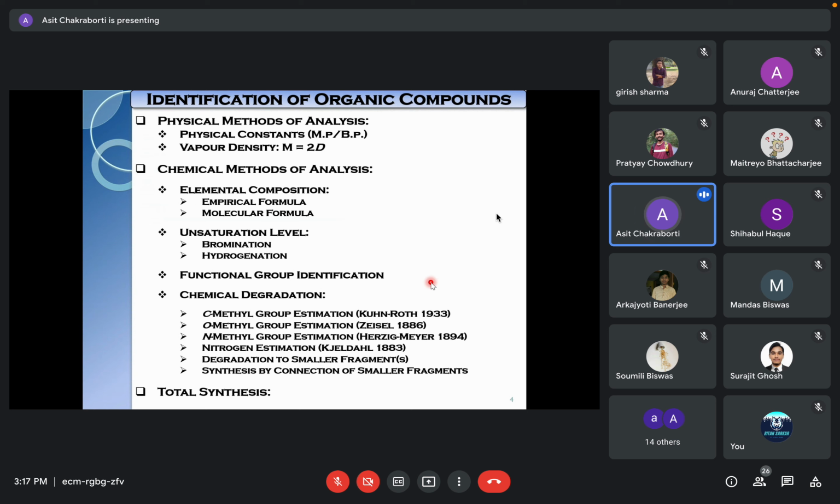Like, is there any methyl group, and how many methyl groups are attached to a carbon atom? This is called C-methyl group estimation and determination. There are two different terminologies. When you say determination or identification, it is merely a qualitative idea. When you say estimation, it gives a quantitative result. So how many methyl groups are attached to a carbon atom? This was done in 1933, called the Kuhn-Roth C-methyl reaction.